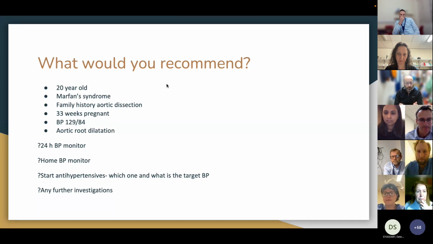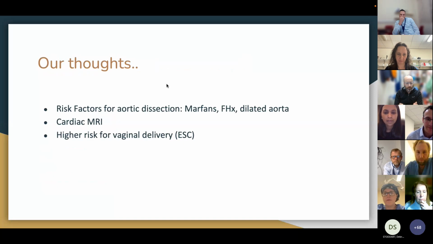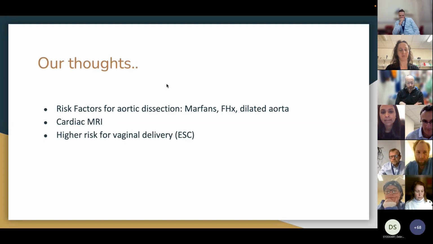Yeah. Okay. So our thoughts were, this lady had multiple risk factors for dissection, including a positive family history of dissection in the context of Marfan syndrome and a dilated aorta. So we requested an urgent cardiac MRI, and we discussed with her that, based on the data that we had at that point in time, she was at higher risk for vaginal delivery, as Justina presented previously with the ESC guidelines, an aorta of more than 40 millimetres being a contraindication for vaginal delivery.